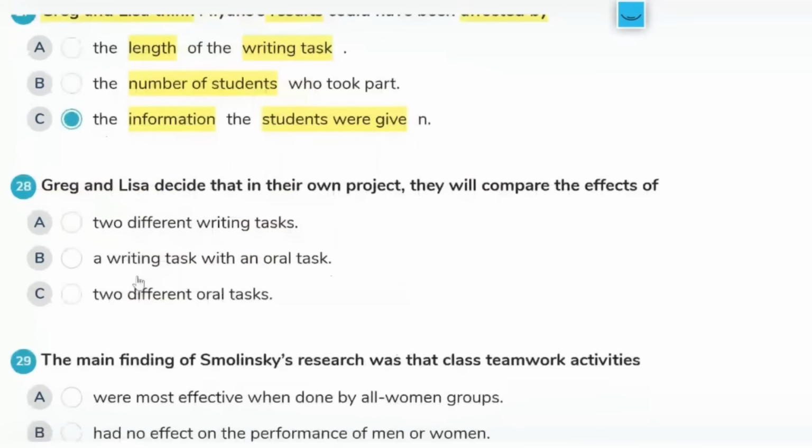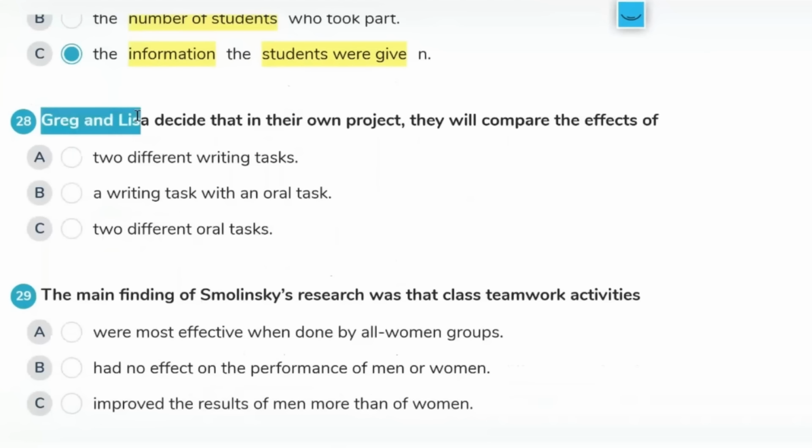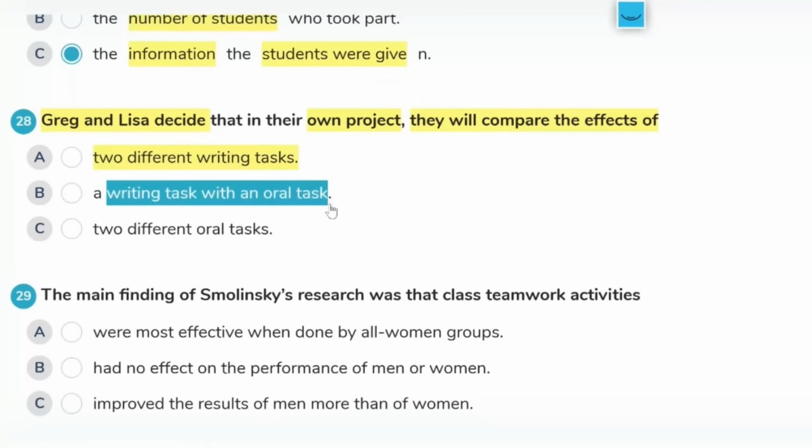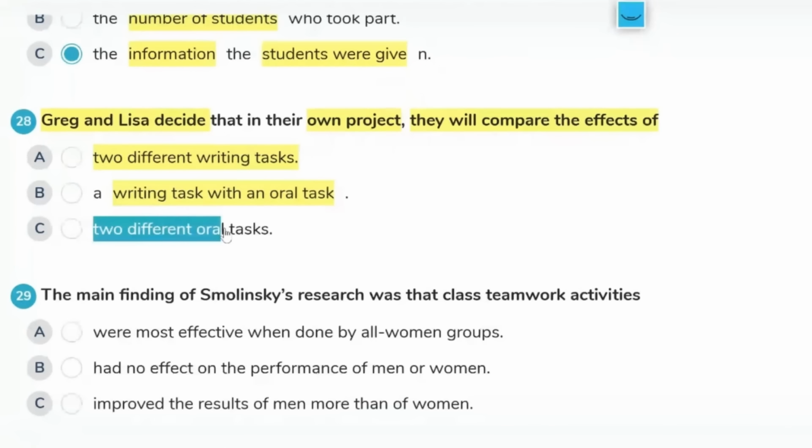Now, let's go on. Greg and Lisa decide now, their decision. Out of three options, they are going to decide one thing. So Greg and Lisa decide that in their own project, what are they going to do? They will compare the effects of what? So in their own projects, they're going to compare the effects of what? Two different writing tasks, right? One writing and one oral task, or two different oral tasks. Okay, confusing. So they are going to decide.